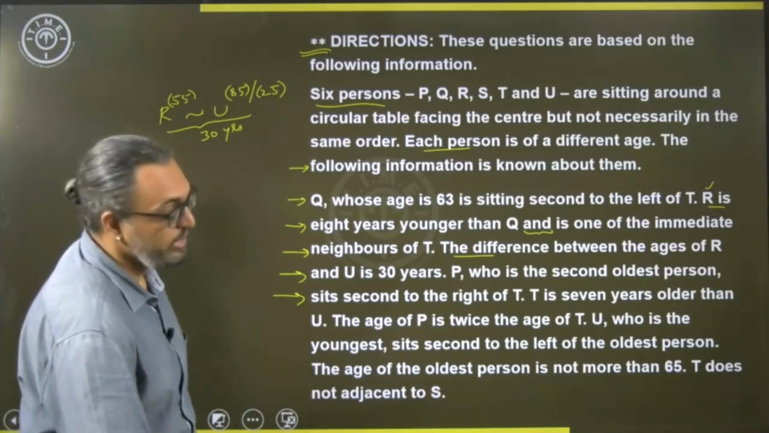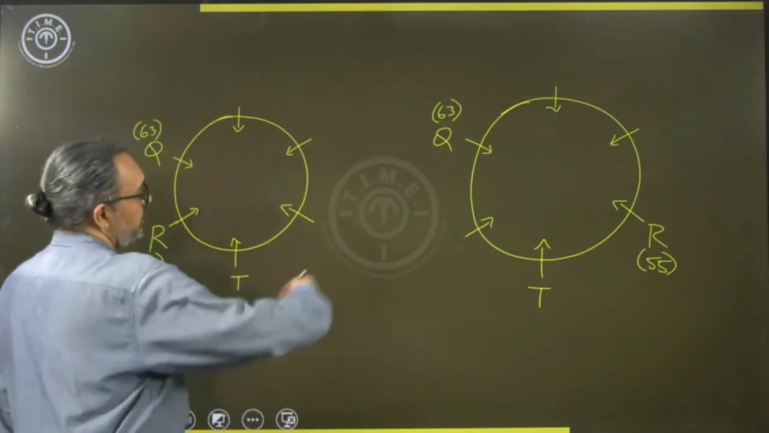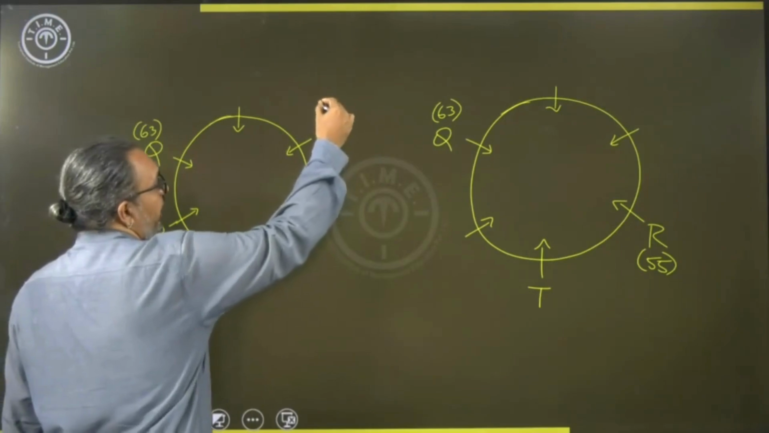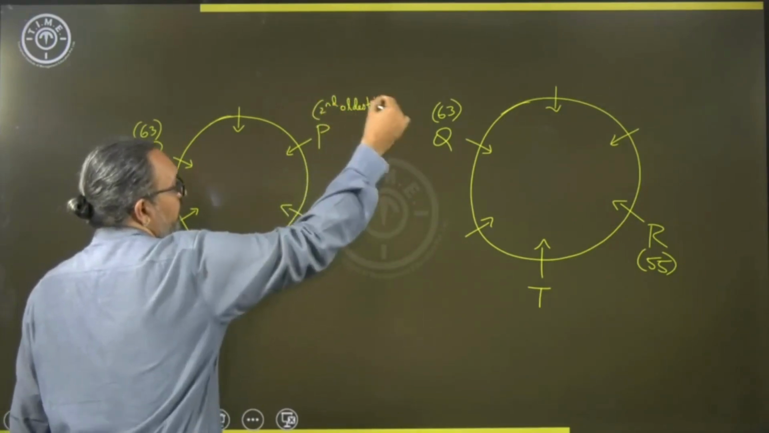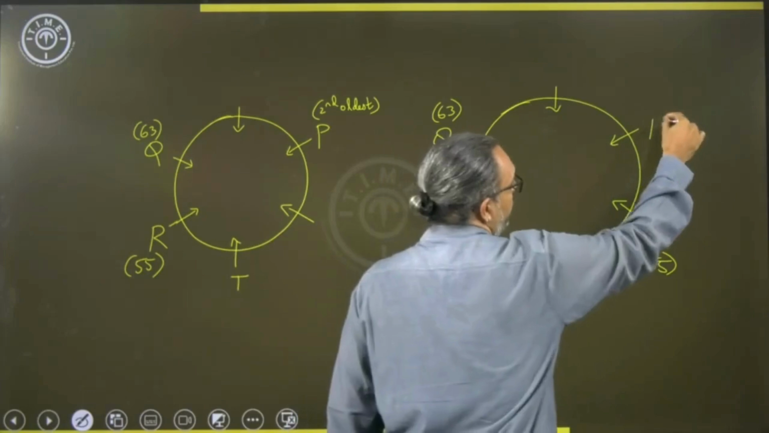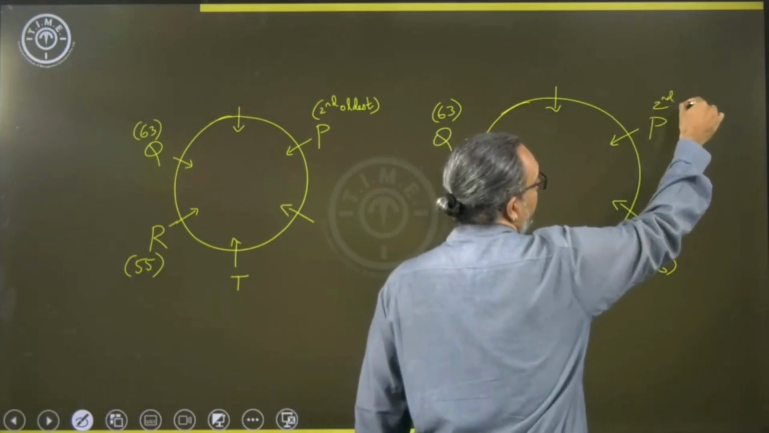Now, P, who is the second oldest person, sits second to the right of T. So, right is anti-clockwise. So, P is here and P is the second oldest. Here also second to the right, P here, P is the second oldest.